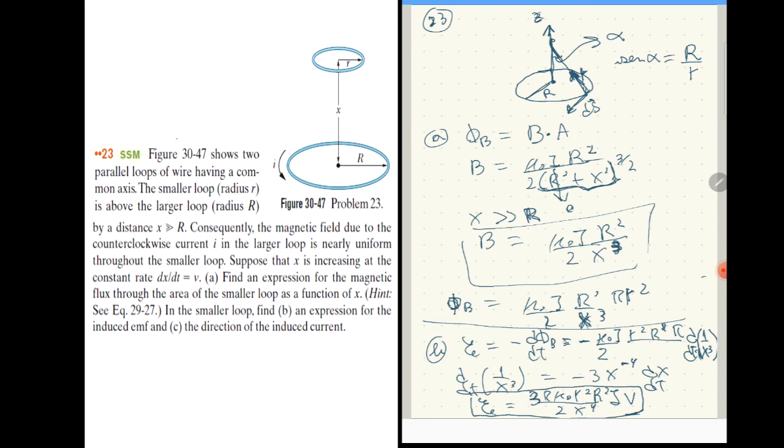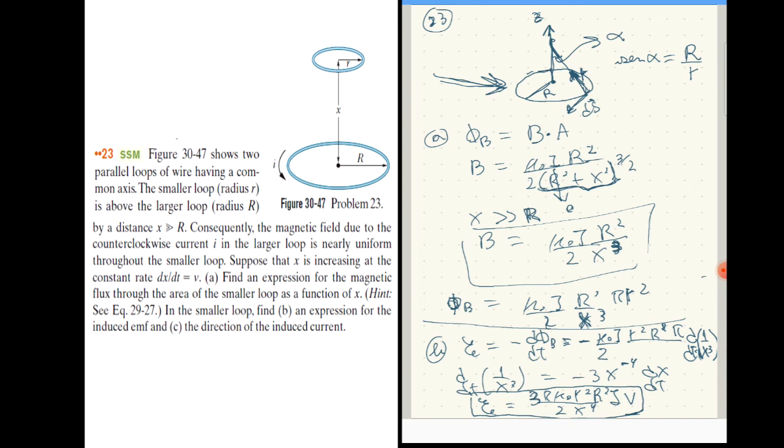So we now go to letter C. I think letter C is easier, and I can explain it with my drawing from letter A. Letter C asks what is the direction of the current? Well, you know that the little coil is going away from the bigger coil.